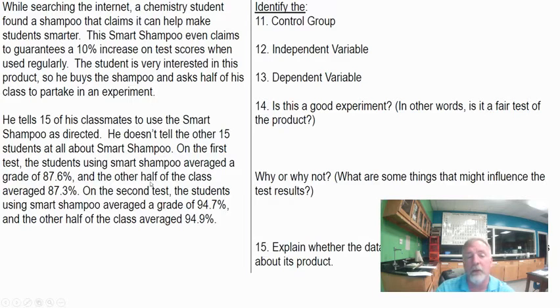What's our dependent variable? That's the thing we're measuring. So if you look at this, the first test, the students that used the smart shampoo averaged a grade of 87.6, and the other class measured 87.3. So there's something we measure, and we can look at that in the first paragraph. It kind of gives us the idea too of what we're going to measure.